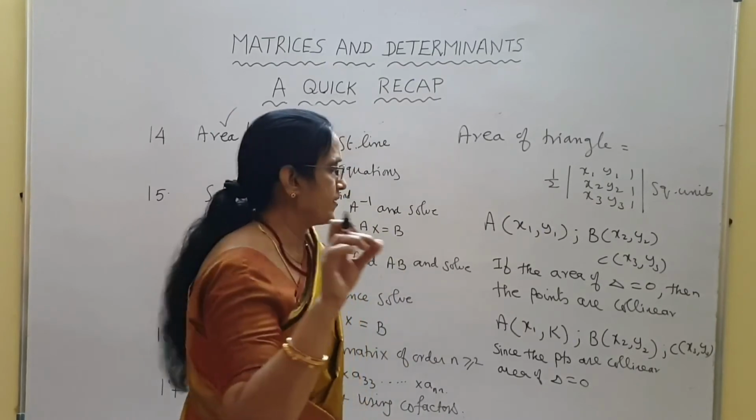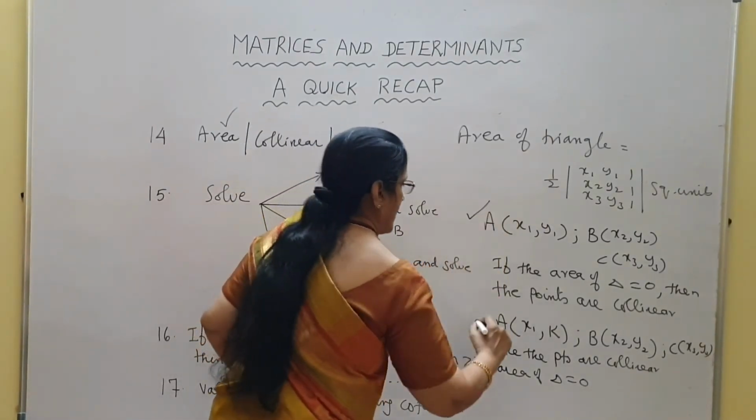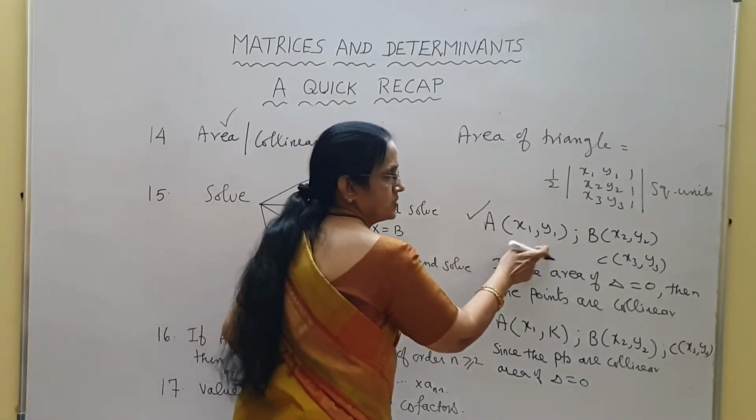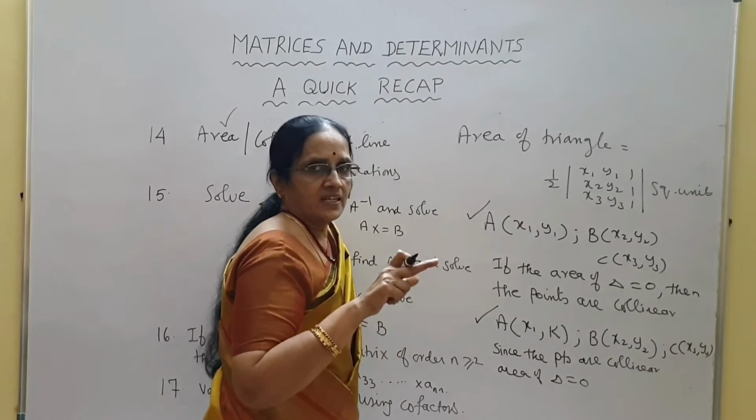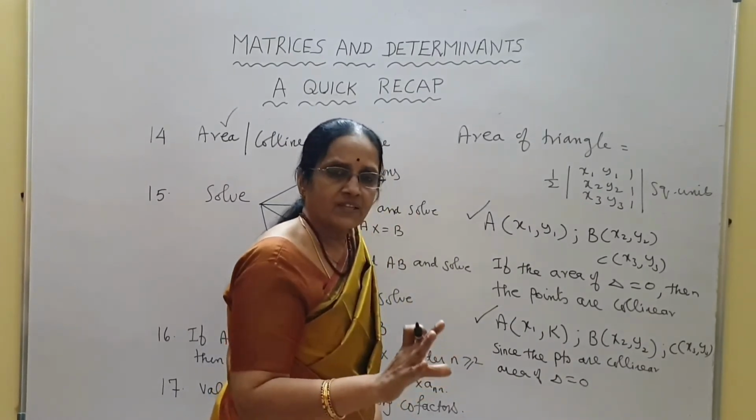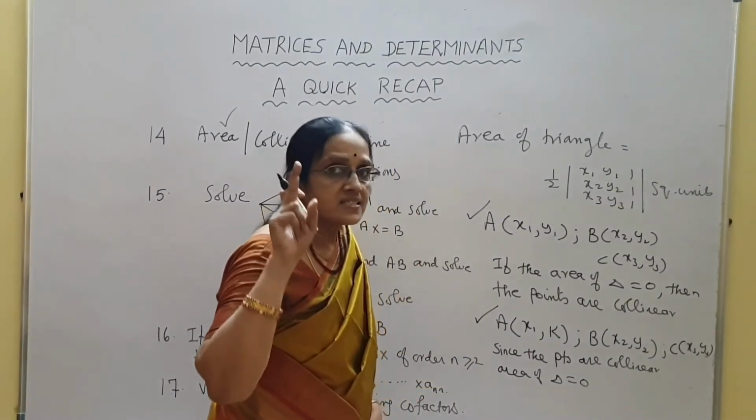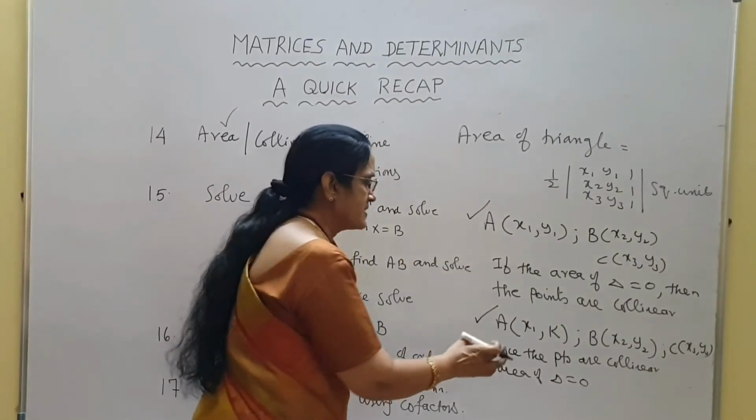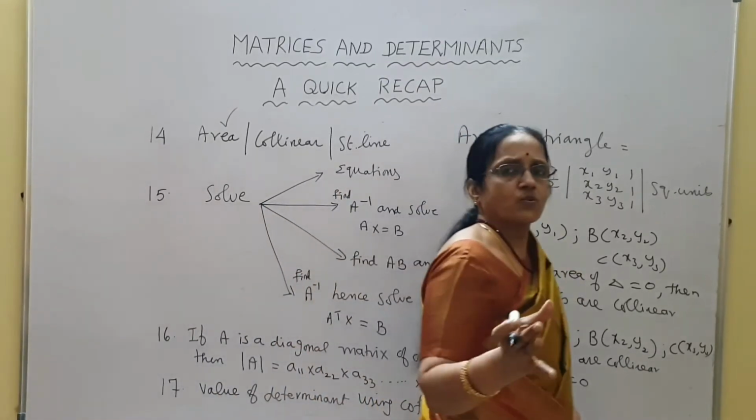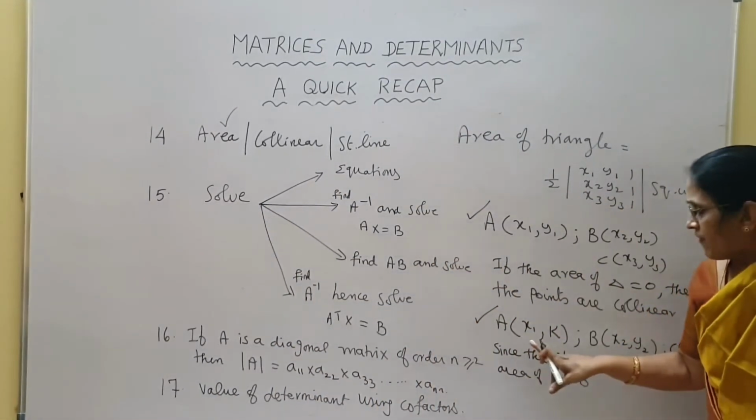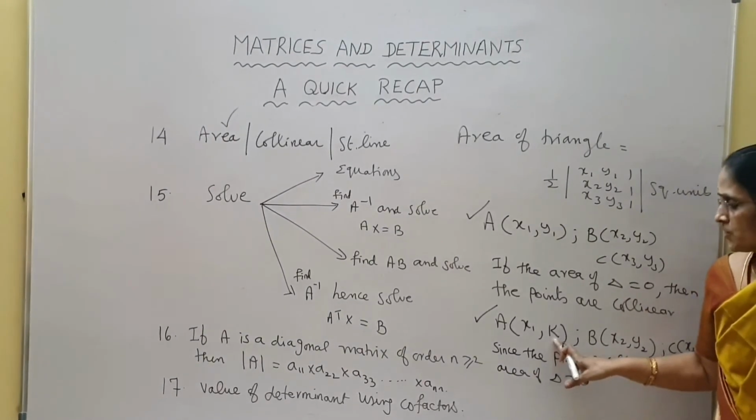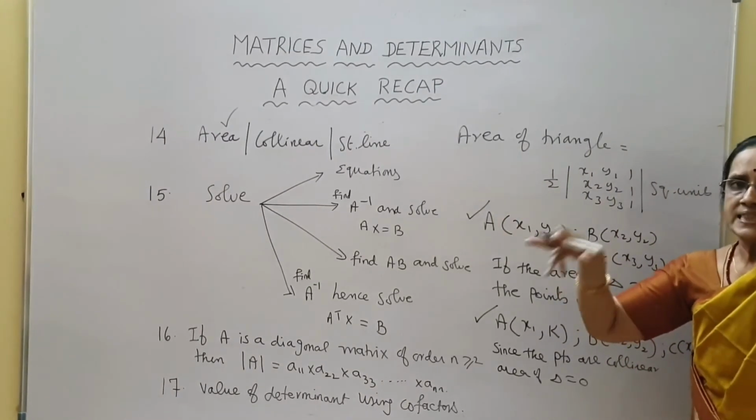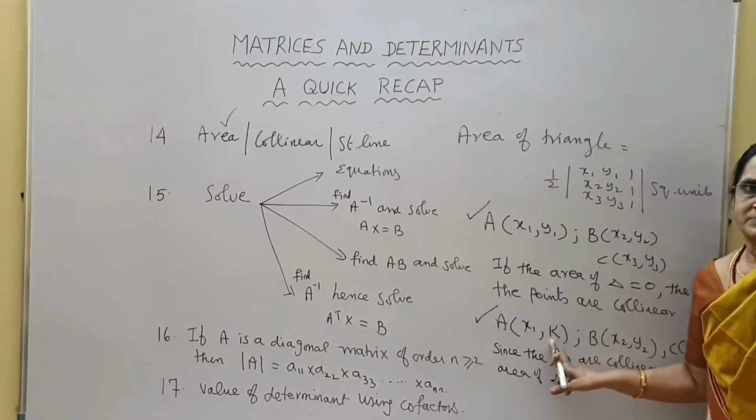You need to know the difference between this question and this question. Here you have been asked to prove the points are collinear. That means you should find the area of the triangle and you should get the answer as 0. Only then you can conclude the points are collinear. Whereas here the points are collinear, then find the value of k. So you have been given the points are collinear. That means you have to equate the area to 0 and then get the unknown value k.